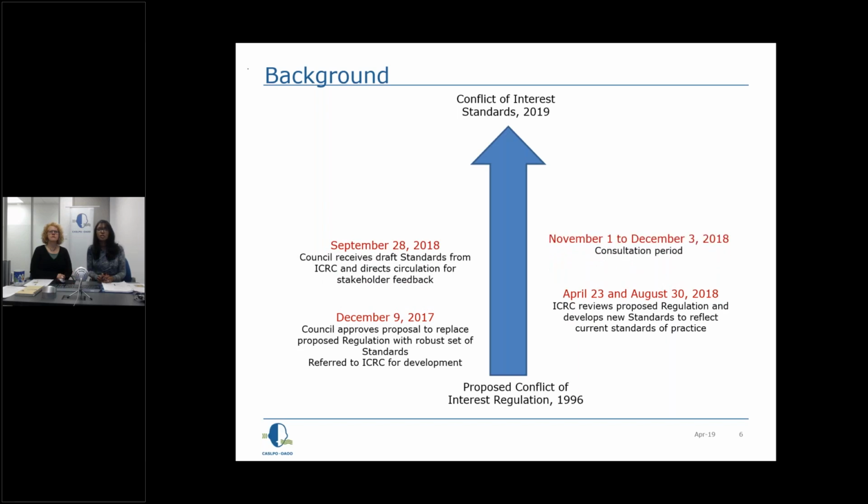In November to December of 2018, the consultation period took place, and we want to thank all of you who reviewed the standards at that time and provided your feedback. It was extremely helpful for the ICRC, and that information was implemented on January 31st, 2019, when they took a look at the comments and what the draft standards were and created a final version of the standards. That final version was approved by Council on March 1st of 2019, and so that's how you have the current new conflict of interest standards.